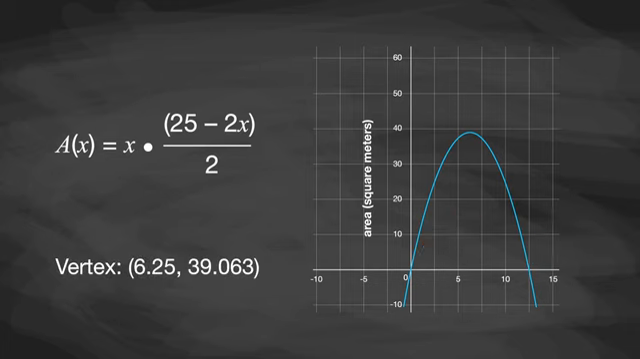The vertex of a quadratic is also the maximum or minimum of the function. In this scenario, the vertex is also a maximum since it's the highest point on the graph. The vertex has an x value of 6 25/100ths and a y value of 39 63/1000. This point represents the maximum area of a square and the side length that would cause it.